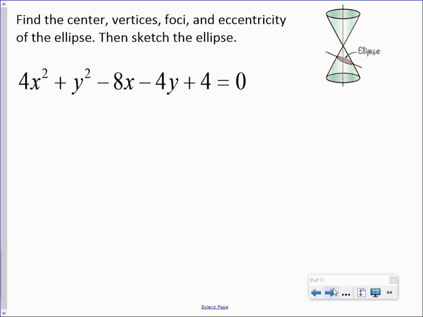So here's what I would say. If there's a number that does not have x or y, move it to the other side. So I'm going to subtract 4. On the other side, where you have all the x's and all the y's, group them together. So I'm just going to rearrange. 4x squared minus 8x plus y squared minus 4y.